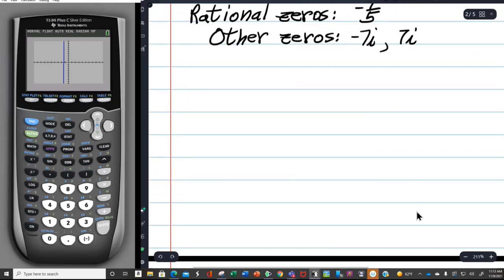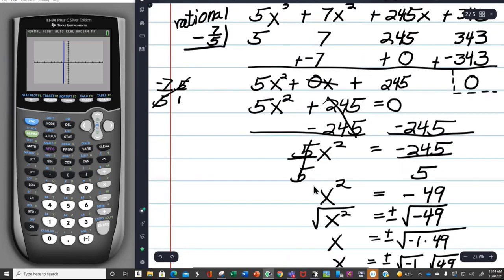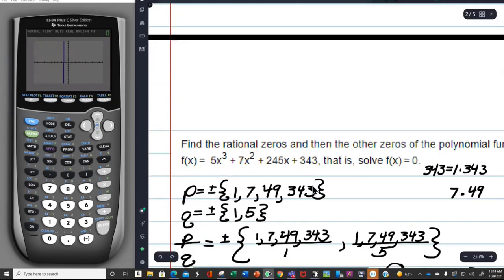And for today, that's all there is for that. But tomorrow we'll have another step, and that is from this formula, f of x equals a times x minus c1 times x minus c2 times x minus c3, which we aren't going to do until tomorrow. That was a mess.